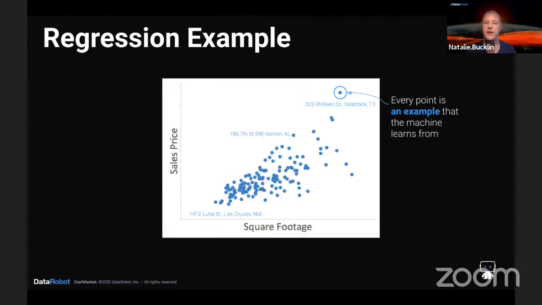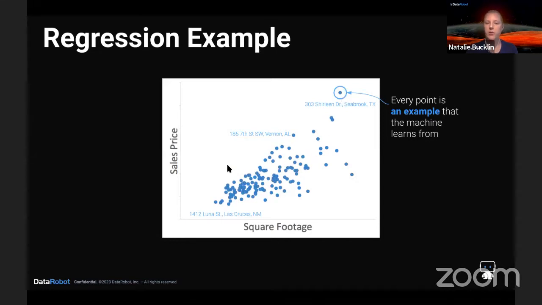Okay, so let's dive into the two examples of machine learning. Remember, we're going to cover classification and regression, and let's start with regression. Regression is predicting a continuous number. In this example, we have a plot of square footage of a house against the sales price. The further to the right we go on this graph, the square footage of a house is increasing. And the further to the top of this graph we go, the sales price of a house is increasing. So if we have a point right here in the top right quadrant, as we do with this home in Texas, this is a home that has a very high square footage and a very high sales price.